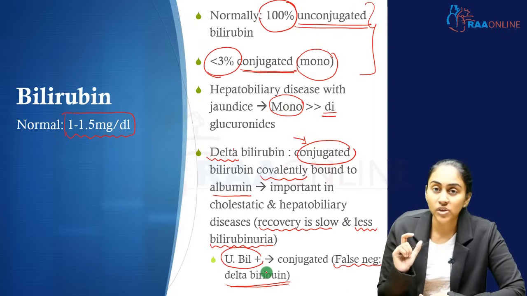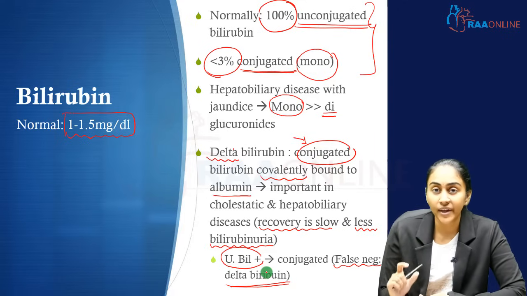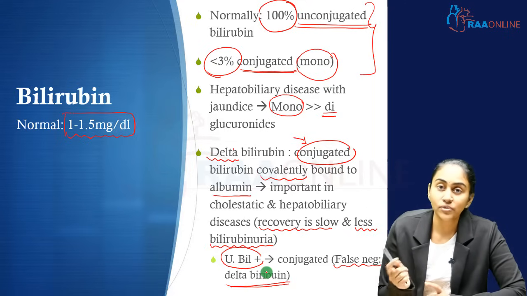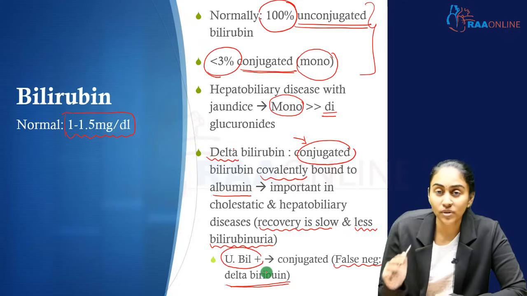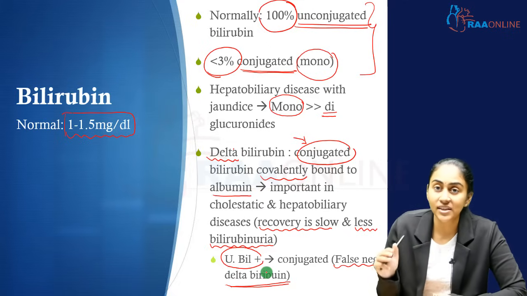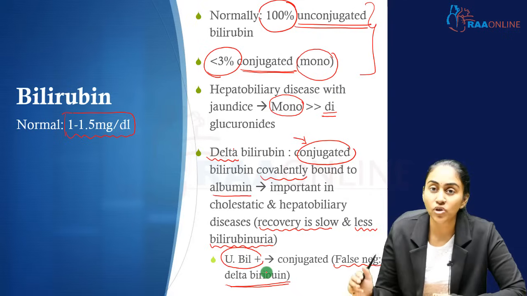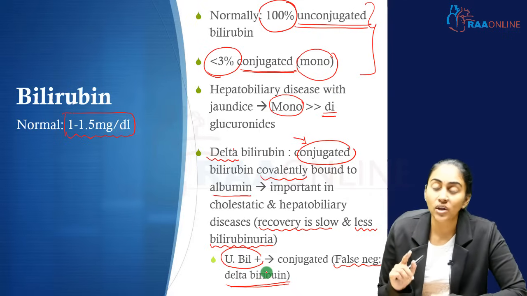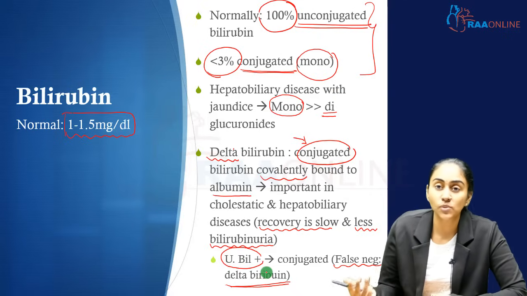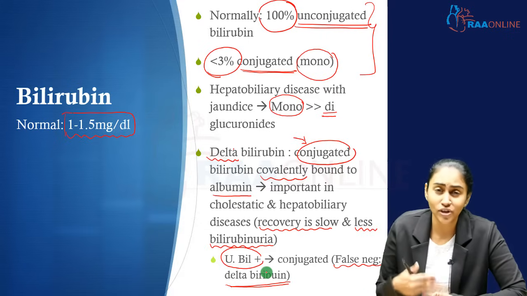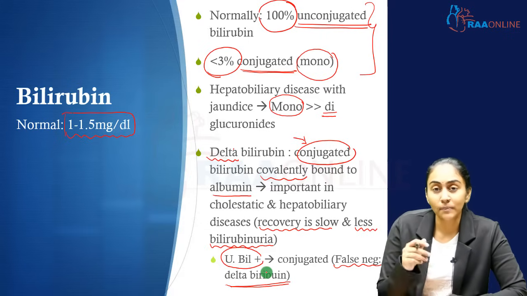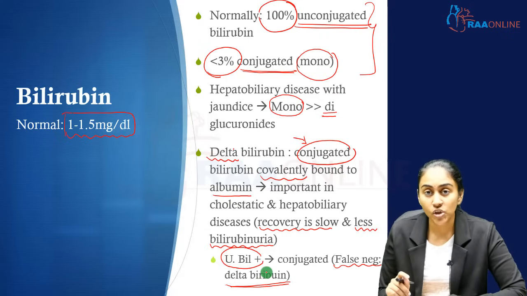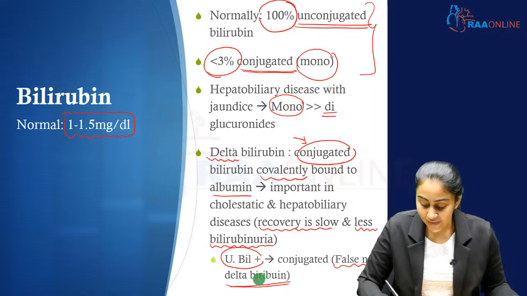So, whenever a patient has conjugated hyperbilirubinemia, ideally the urine bilirubin should be positive. The caveat to this is, whenever a patient has urine bilirubin which is high, that means this is conjugated bilirubin and therefore we are dealing with conjugated hyperbilirubinemia. But sometimes it can be false negative, which means even in patients with conjugated hyperbilirubinemia, urine bilirubin may be negative, in which case you will have to think about this delta bilirubin.